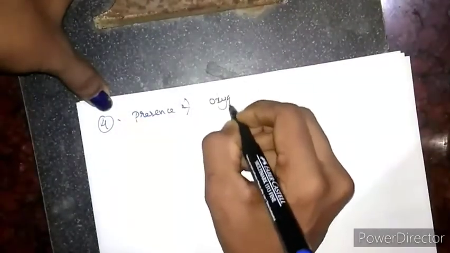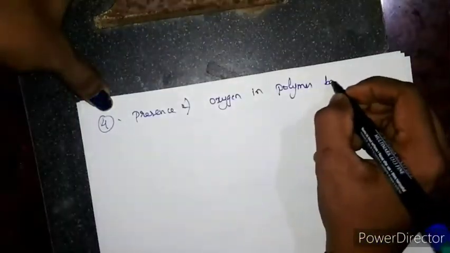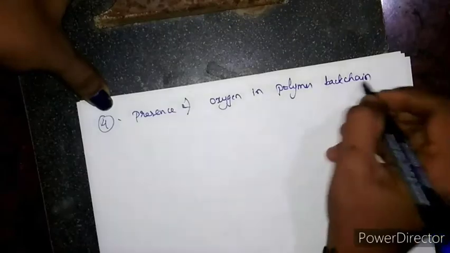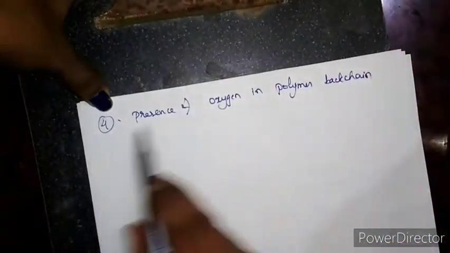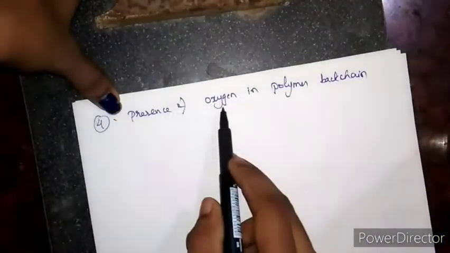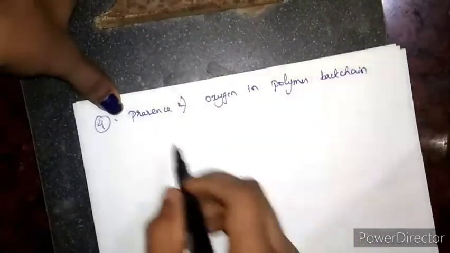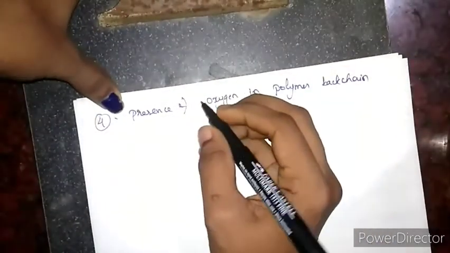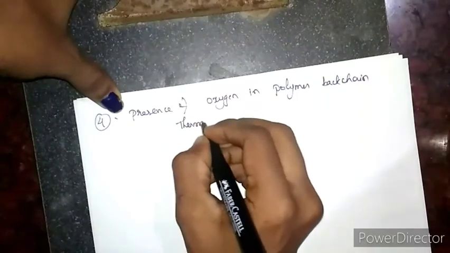Okay, we will look into point number 4 now. If there is a presence of oxygen in the polymer backchain, or backbone of the polymer chain, what happens? It will be thermally least stable. The thermal stability decreases.